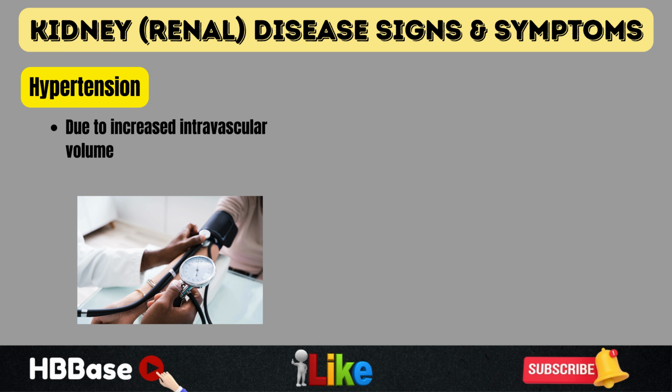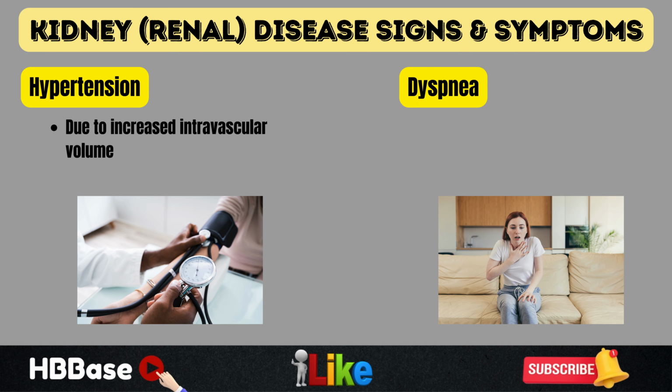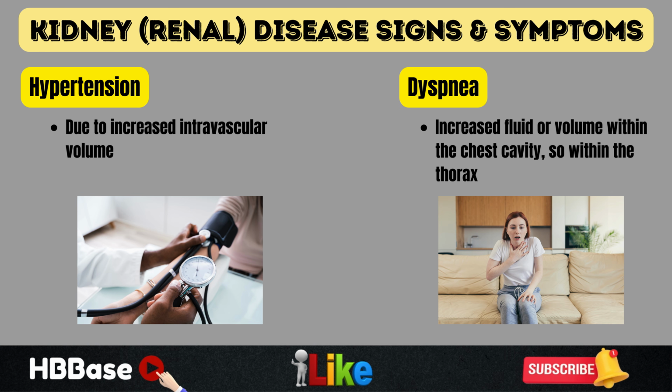Another symptom we can see with kidney disease is dyspnea or shortness of breath. This is often, again, due to similar reasons. If there's volume overload, we can see peripheral edema and hypertension, and this can even lead to increased fluid within the chest cavity, so within the thorax. The increased fluid can surround the lungs, causing issues with breathing. We can also see some chest pain that may occur in these individuals as well.